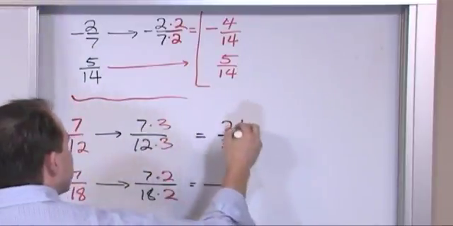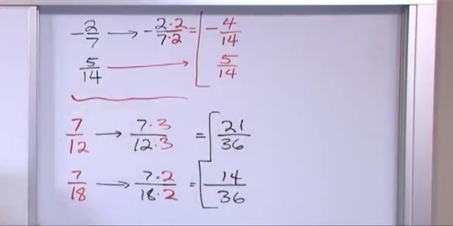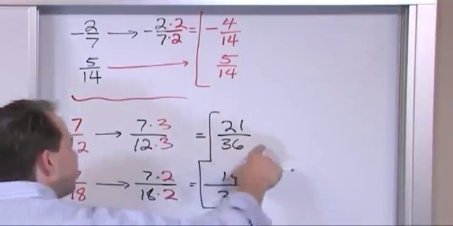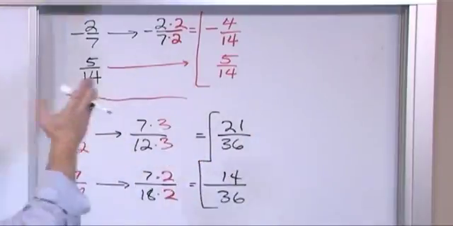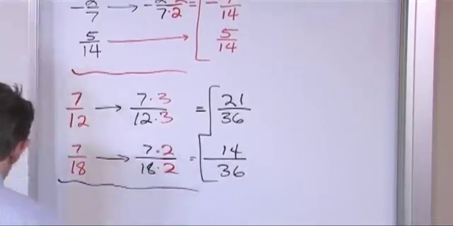7 times 3 is 21. 7 times 2 is 14. So these two fractions, 21/36 and 14/36, are exactly the same as the originals: 21/36 is the same as this guy, 14/36 is the same as this guy. Notice they both have a common denominator, so I'll be able to add them or whatever I want to later, but I had to play around with both of them in this case.